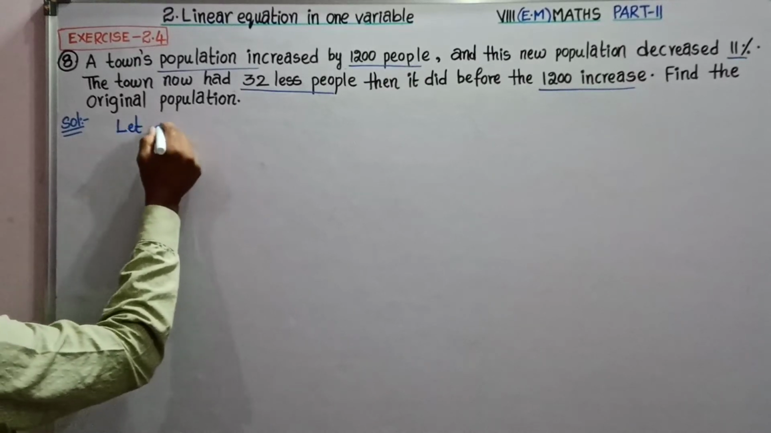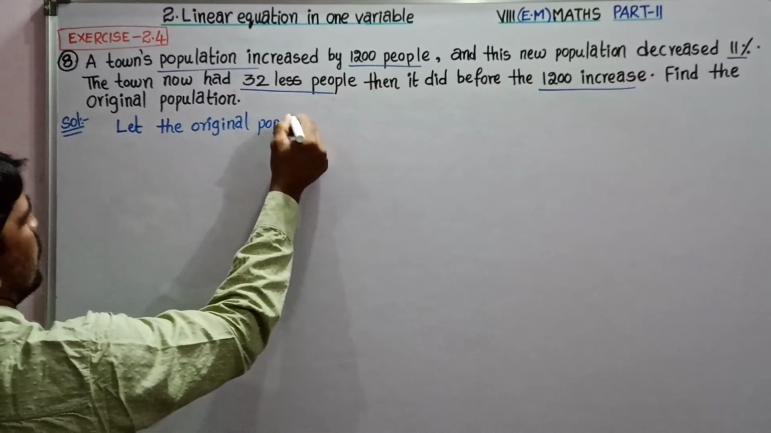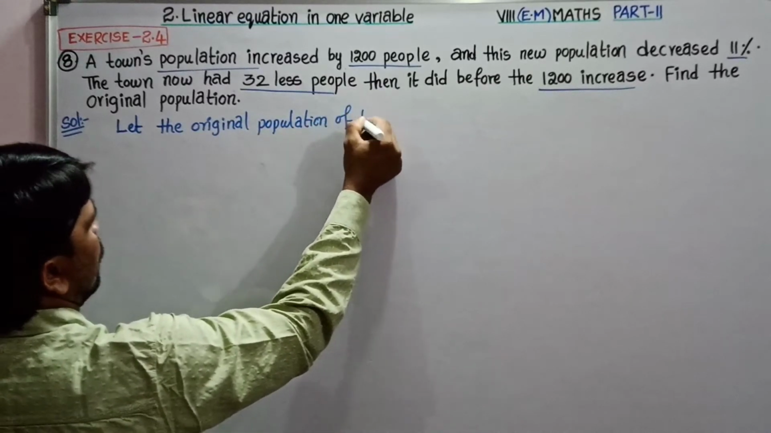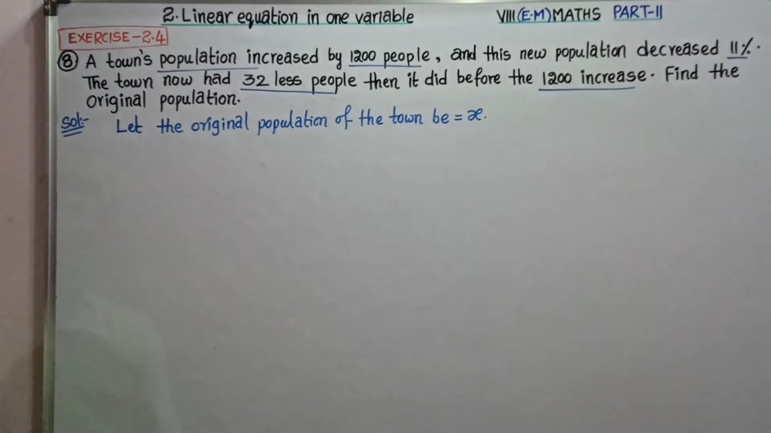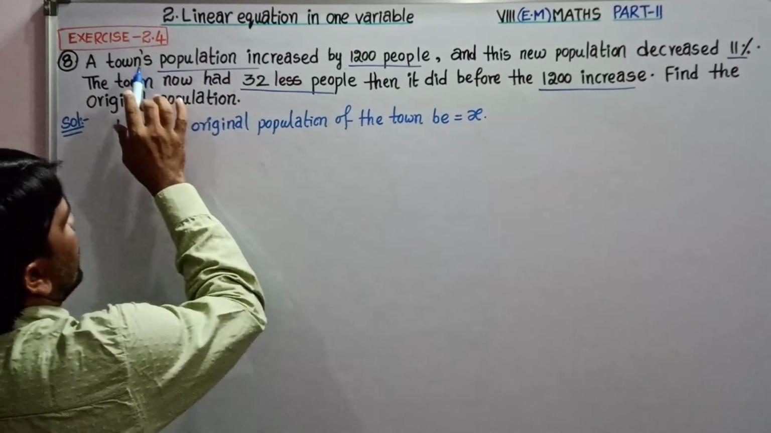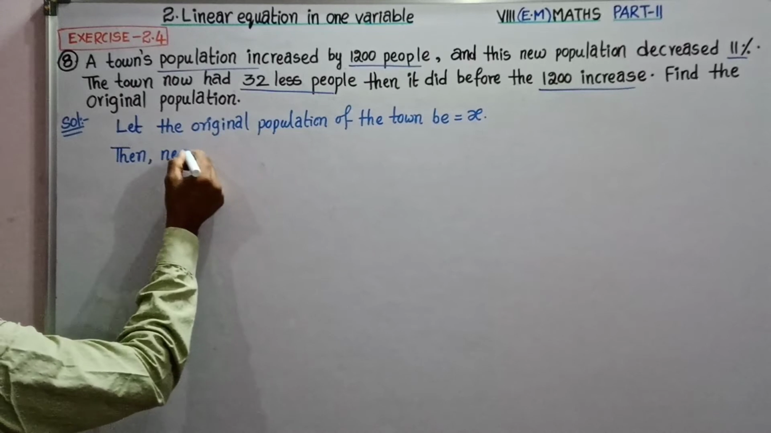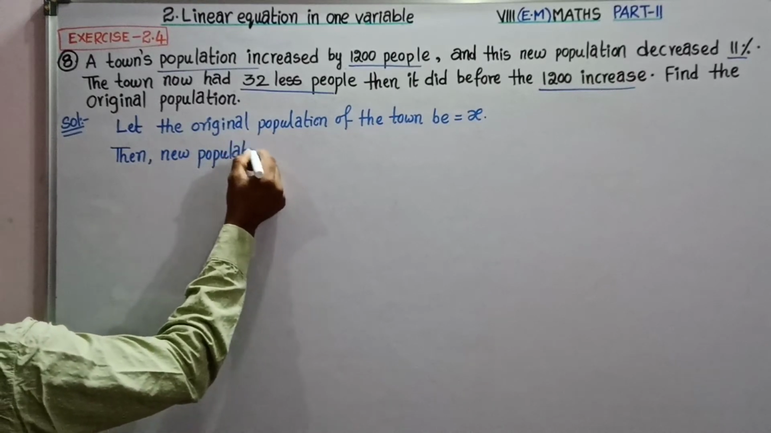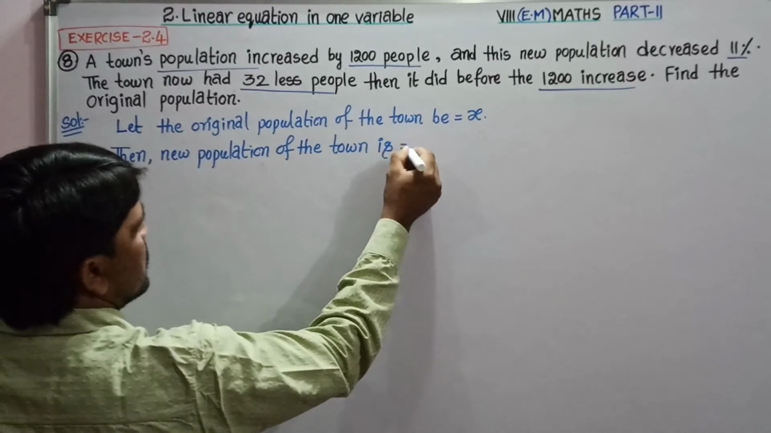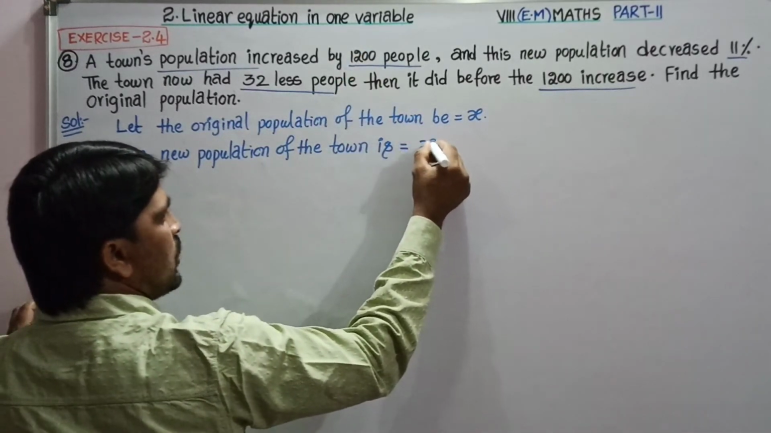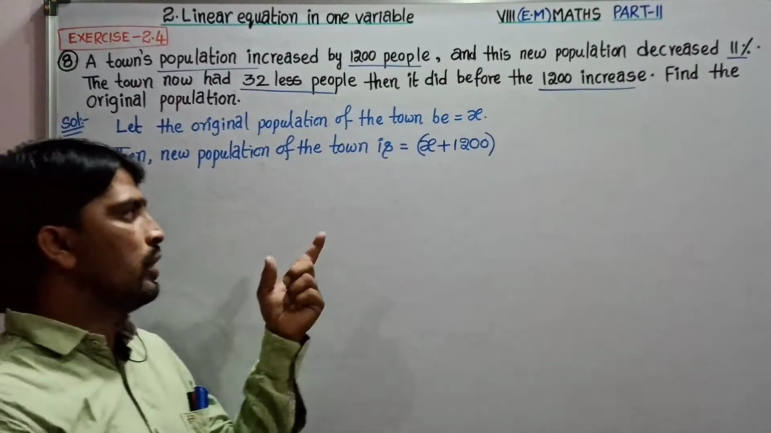So let the original population of the town be x people. Then there is an increase in population, that is 1200. Since the population increased by 1200, the new population of the town is the original population x plus the increase 1200, that is x plus 1200.